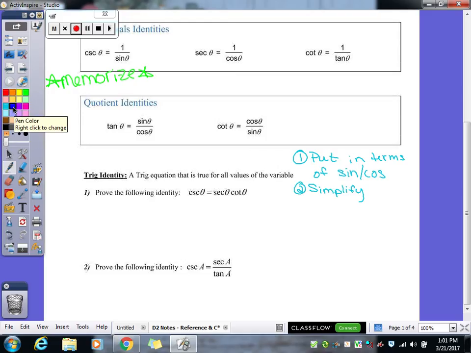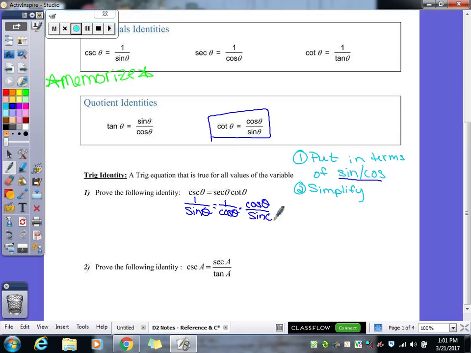So cosecant, if I look at my identities, is 1 over sine. So I'm going to change cosecant to be 1 over sine theta. Our secant, if we look up above, is 1 over cosine. And then it's times cotangent, which if I look up here, is 1 over tangent. But my directions that I told you are that I have to put it into sine and cosine. So we want to use this one down here, that it's cosine over sine.